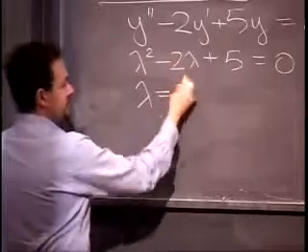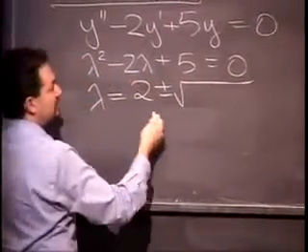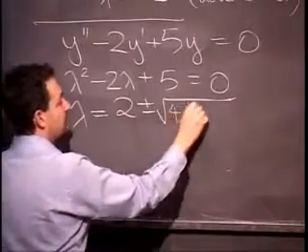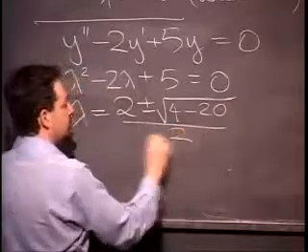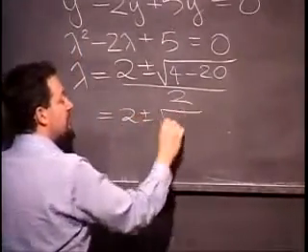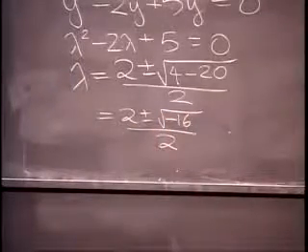Lambda is minus b, which is 2, plus or minus the square root of b squared minus 4ac. Well, what is that? That is 2 plus or minus the square root of 4 minus 20, over 2, which is 2 plus or minus the square root of minus 16 over 2. What's the square root of minus 16? Yes, a question.